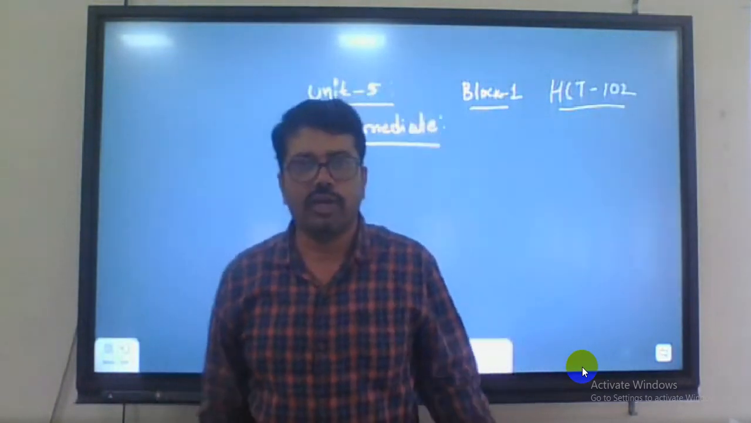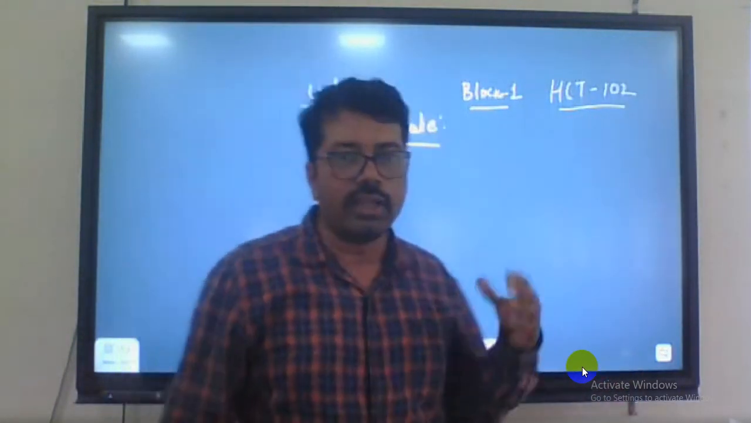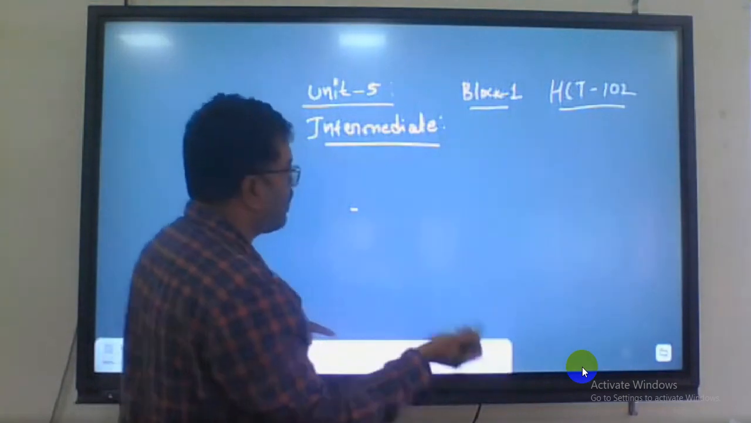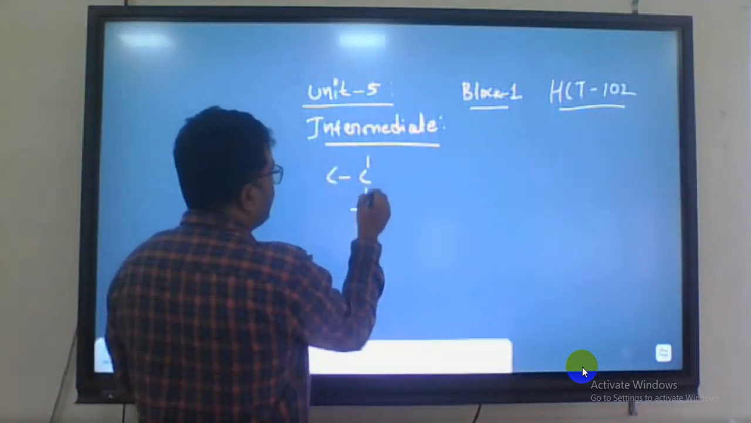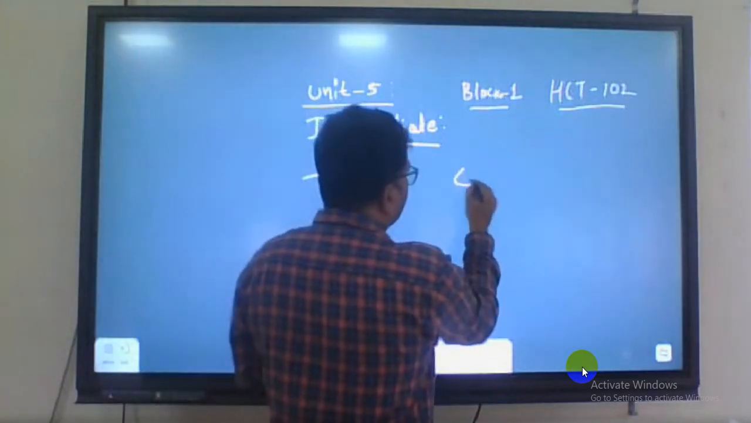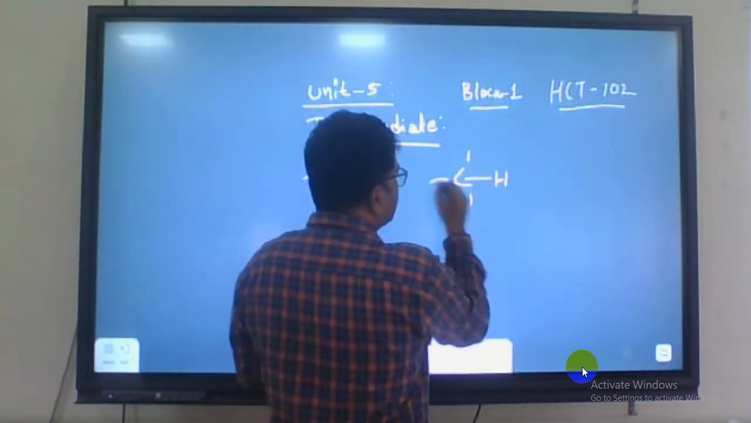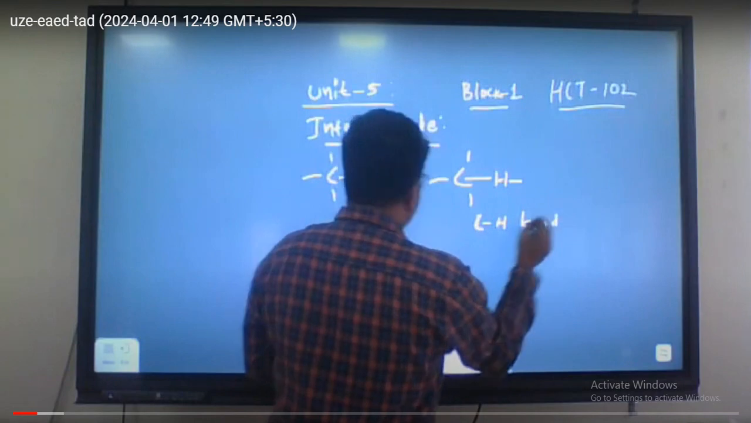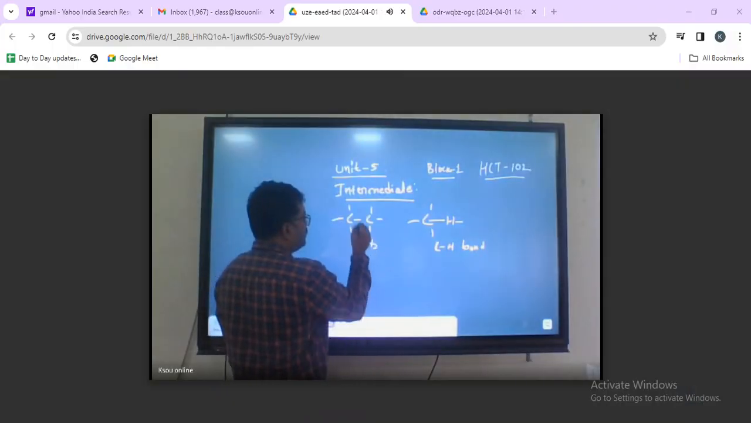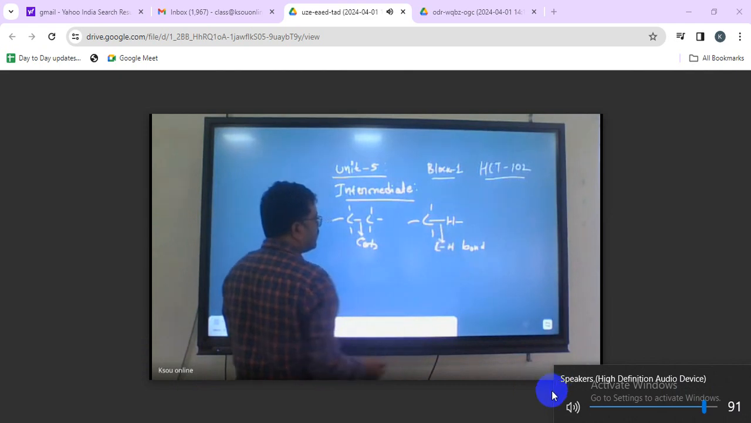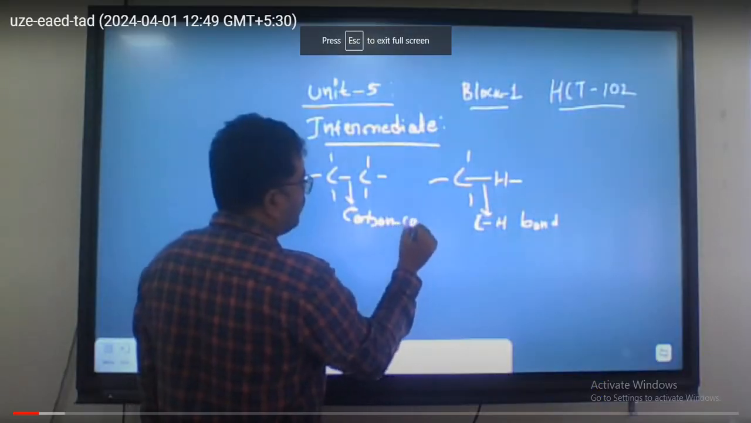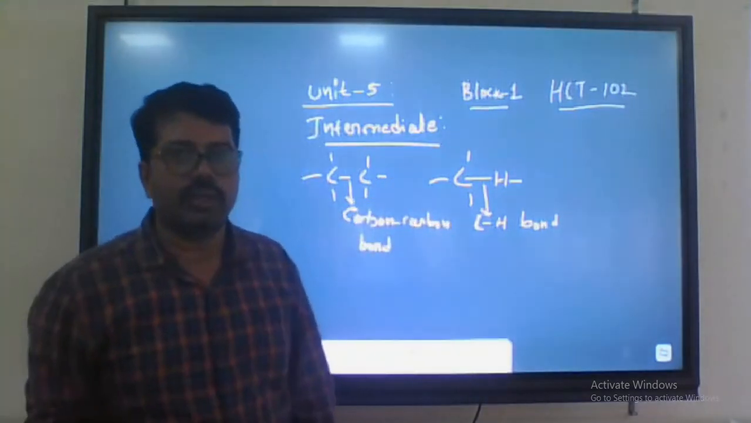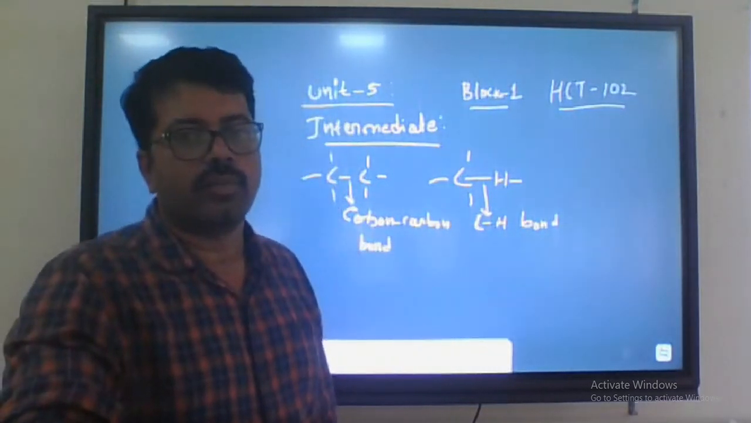You know that the covalent bond between carbon-carbon or carbon and other atoms is broken in two ways. The carbon-carbon bond or carbon other bond. This is also a carbon-hydrogen bond, and this is a carbon-carbon bond.